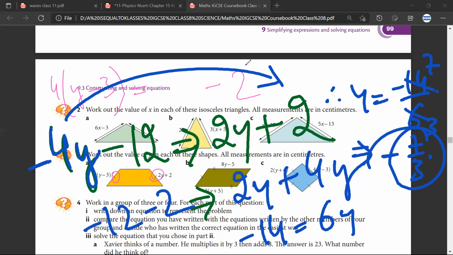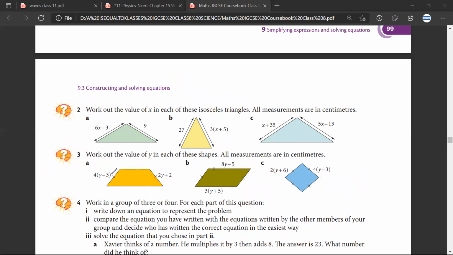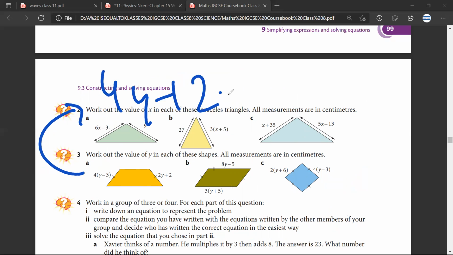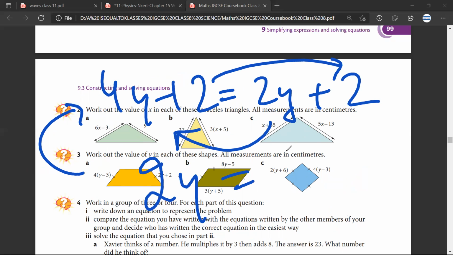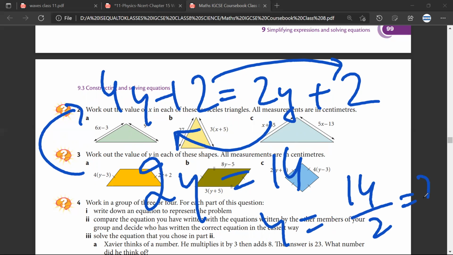Any doubt? No, sir. But in this question that we are doing, it is better that I bring this here. This will go here. Why? Because this will become 2y and this will become 14. 14 upon 2 is equal to 7. So Mr. Sarthak, any doubt? No, sir.